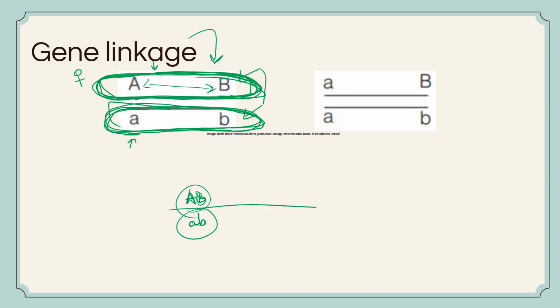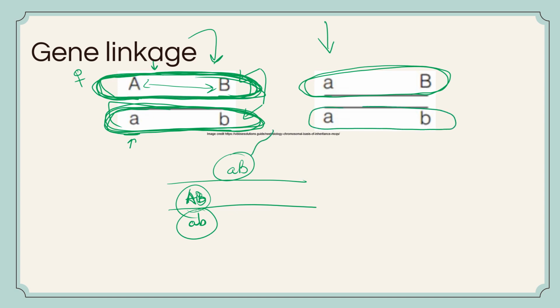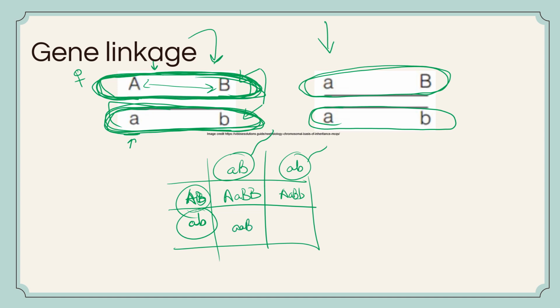Let's do the same thing with the sperm on the other side. Let's say that this is the dad making some sperm. This chromosome might end up in a sperm, big A, big B, or this chromosome could end up in a sperm, and we could have little a, little b. And then we do our cross, and we get bigs and littles.